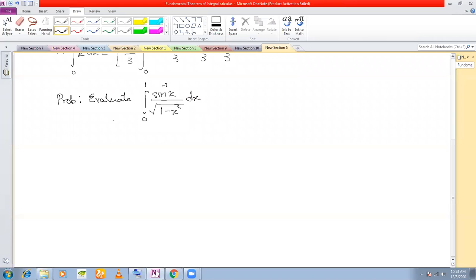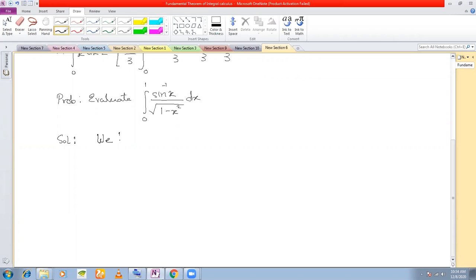How will you evaluate this integral? Can you tell me how to evaluate this integral? How to evaluate this? Yes, Govinda, where are you? Lot of background noise. You know that the derivative of sin inverse x is 1 by root 1 minus x square, right? So we evaluate this first as an indefinite integral.